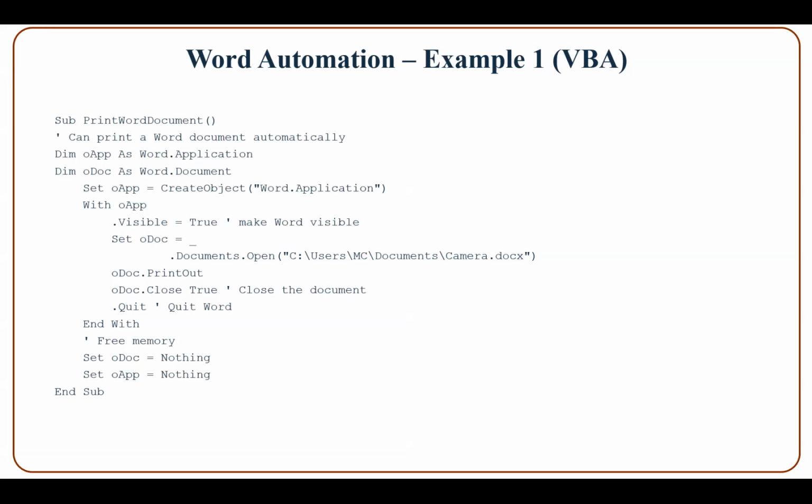and with the object variable you can set Word to be visible if it's necessary, and then call the Open method of the Documents property and give it the file name to open the file, and call the PrintOut method to print the document to the printer, and then close the document, and finally quit Word.